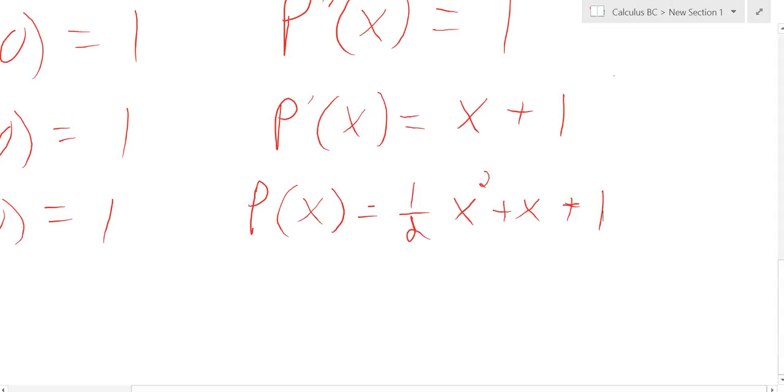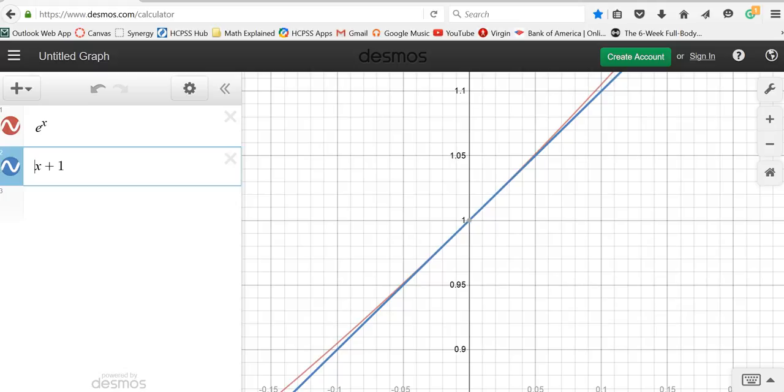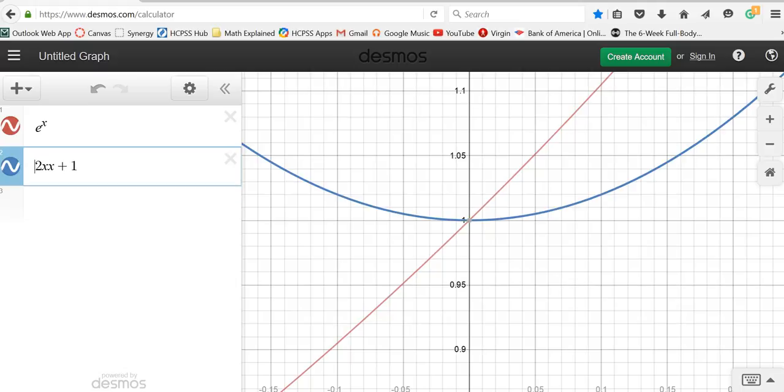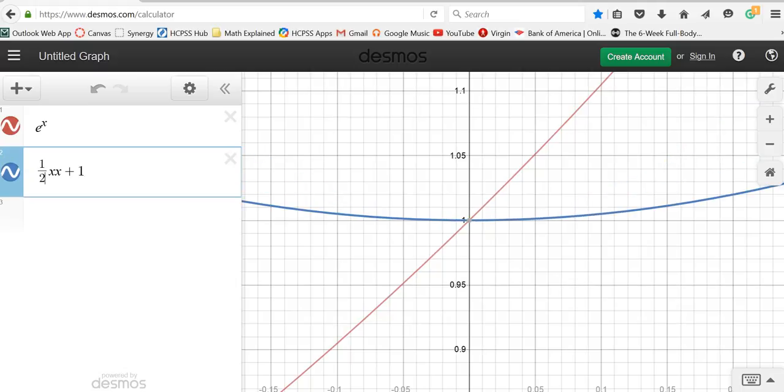Now let me go back for a second. Do you notice that our tangent line is right there? The tangent line's at the end of that. All we did was really add a new piece to it, which is kind of weird. That didn't necessarily have to happen, but it did. So let's see what happens when I graph it. 1/2 x squared plus x plus 1.